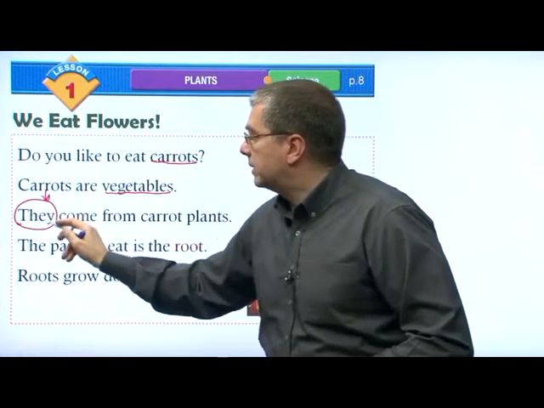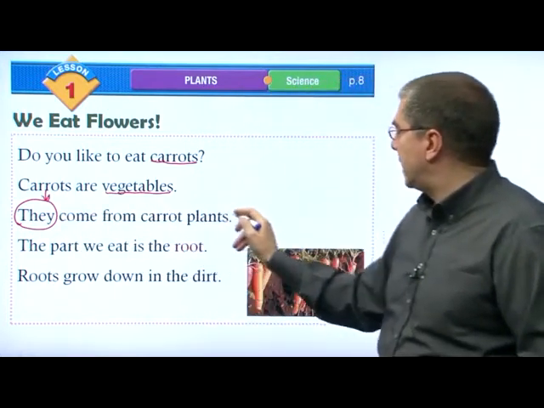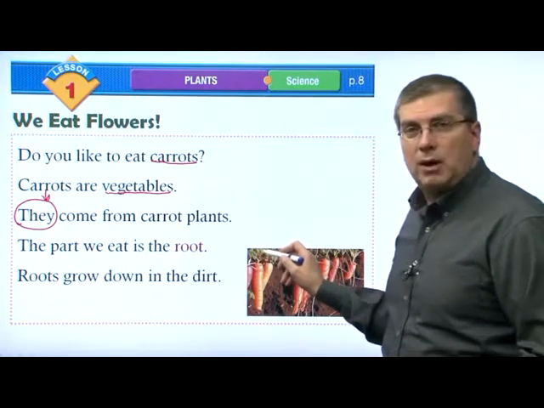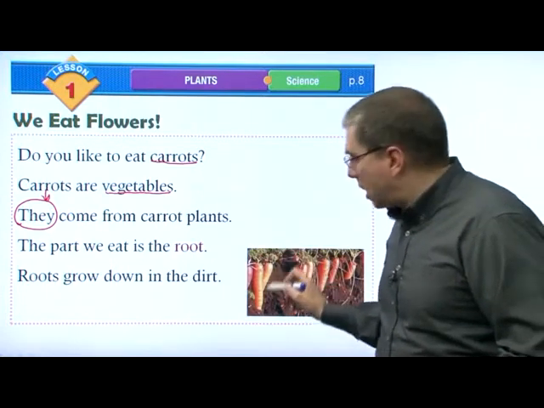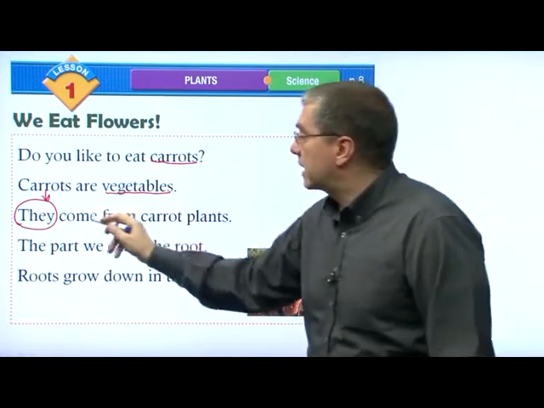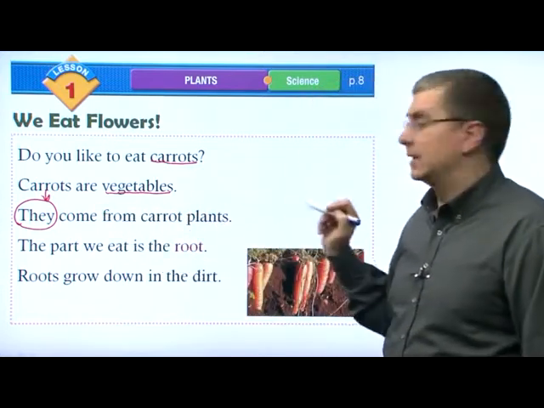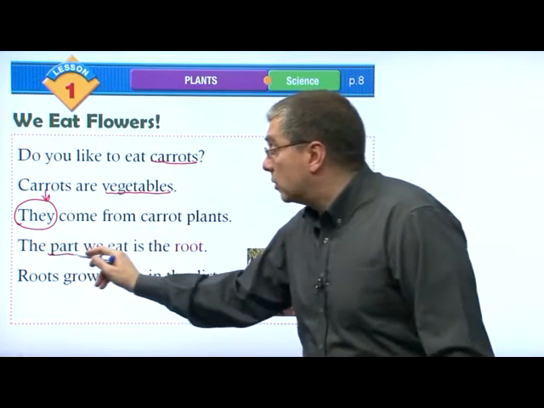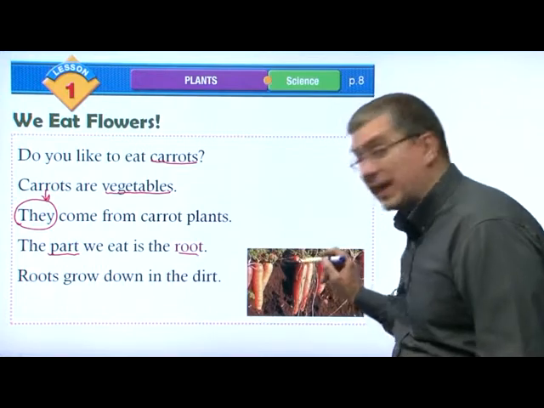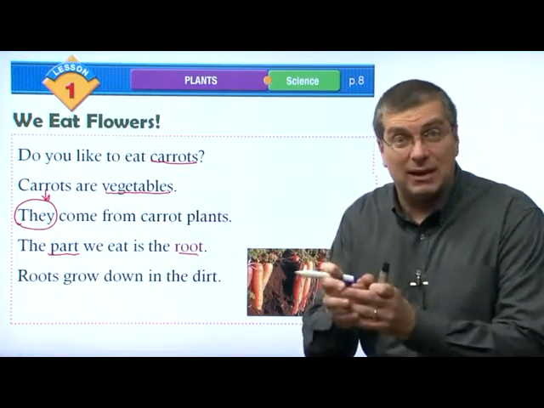Carrots come from carrot plants. This is a carrot plant. We don't eat the top part, right? We just eat the bottom part. But the whole thing is a carrot plant. The part we eat is the root. A carrot root is very big, right?